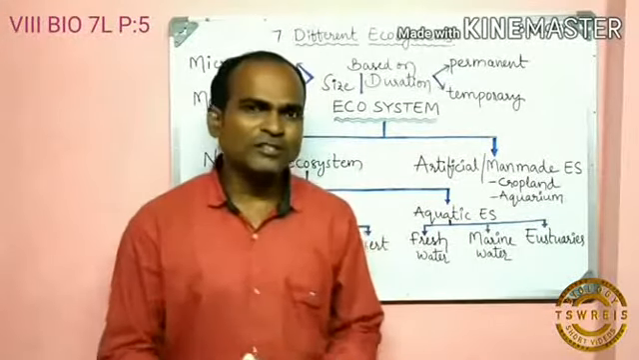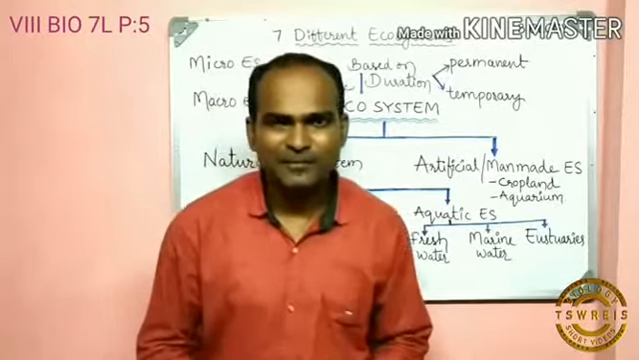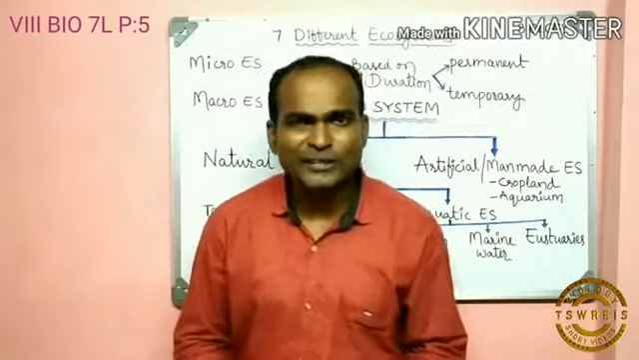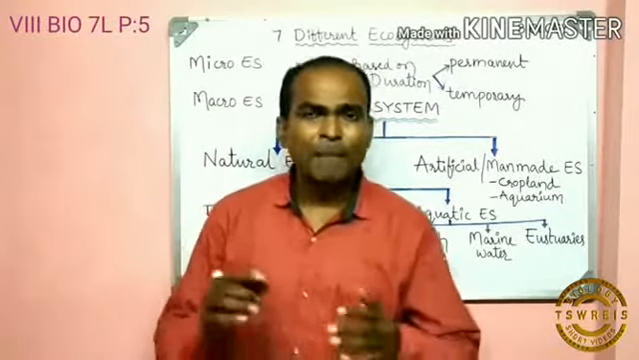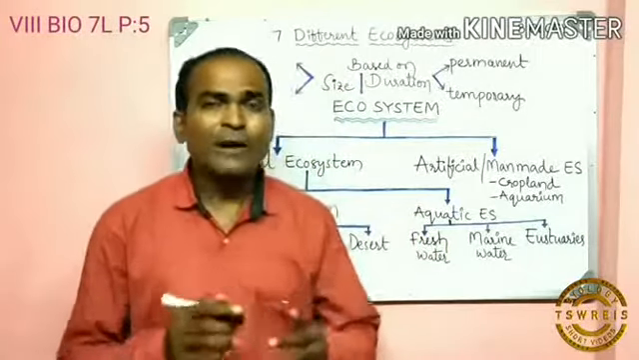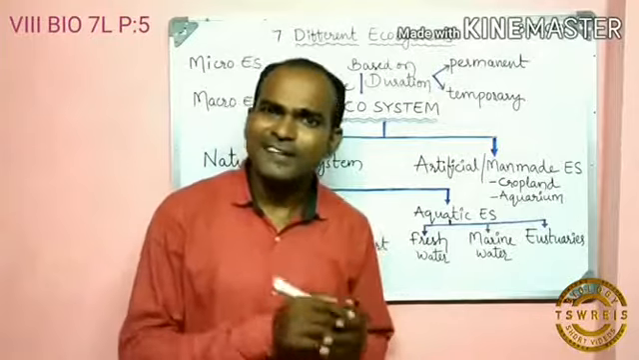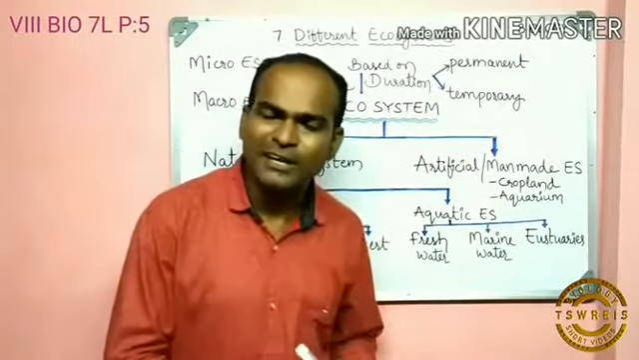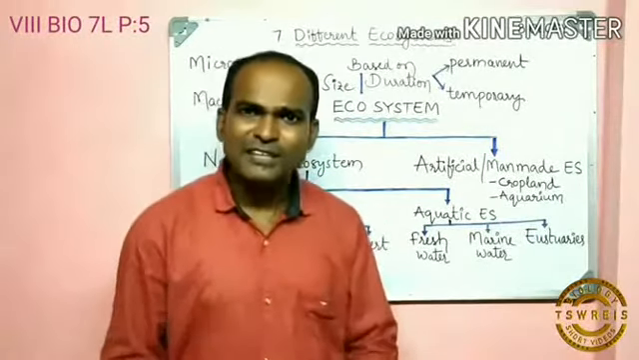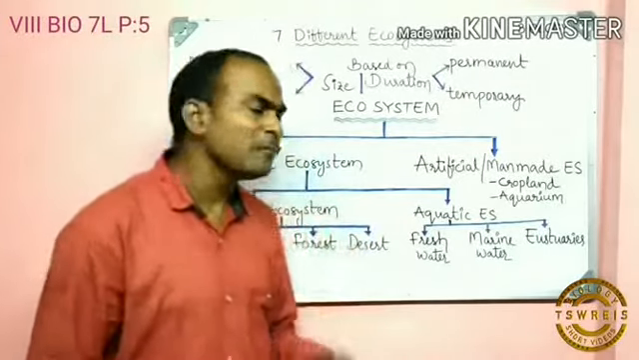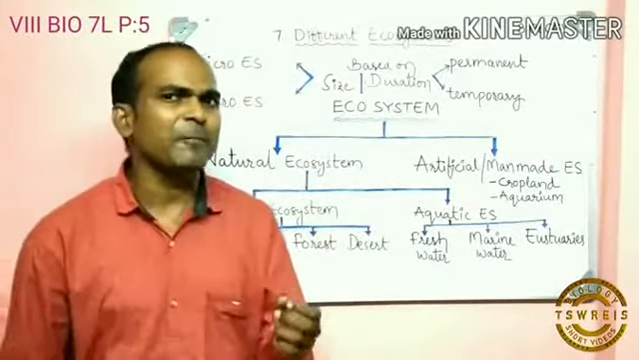Children, I hope you understood well. Let's recall what we learned here. Ecosystems are classified into different types based on three parameters: the nature of the habitable area, the size, and the duration of the ecosystem. Dear children, tomorrow we are going to study one of the important ecosystems which is very productive on the earth.